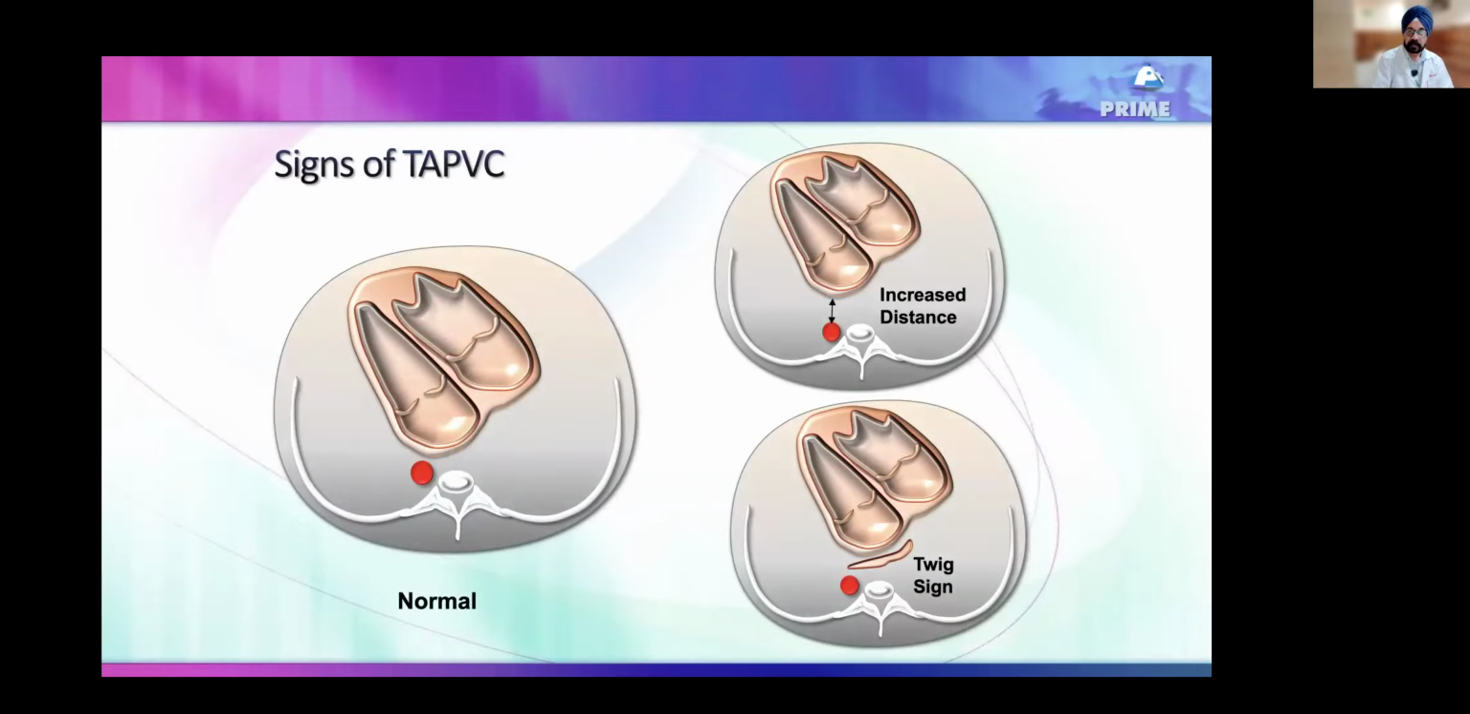So what are the signs? Why are we looking for signs? The problem is, normally the pulmonary veins, imagine opening here and going here, and we see the pulmonary vein opening into the left atrium. When you have a posterior chamber, the pulmonary vein is coming here and opening into the posterior chamber.